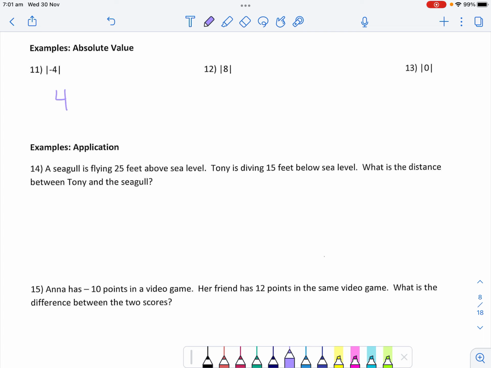The absolute value of positive 8. 8 is 8 units away from 0. So 8. And the absolute value of 0, how far away from 0 am I? I am 0 units away from 0.